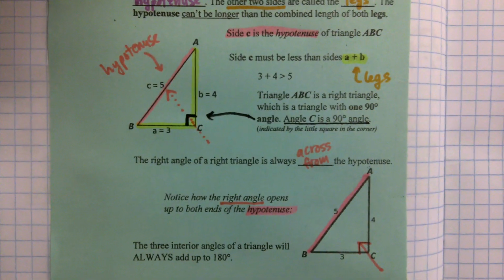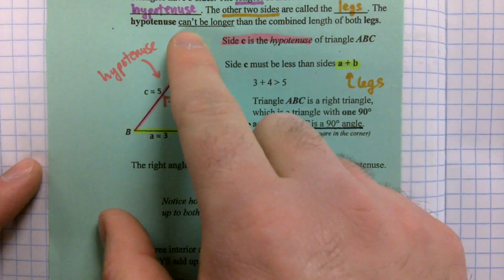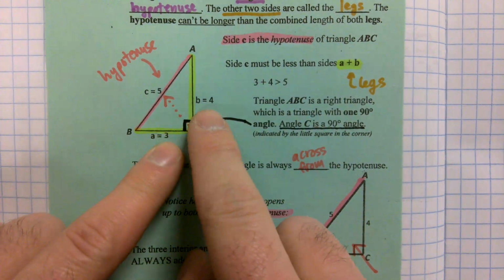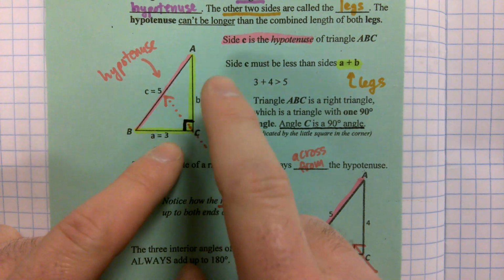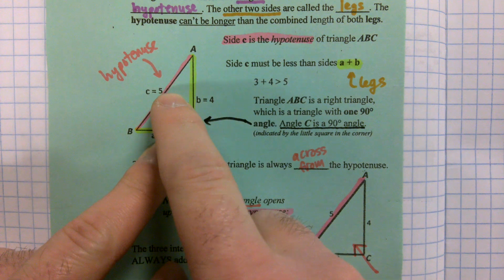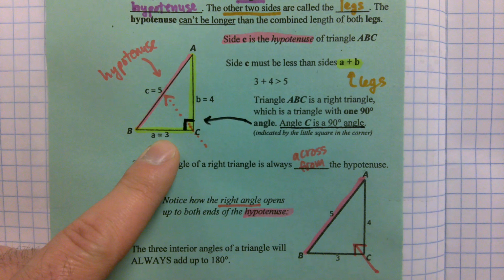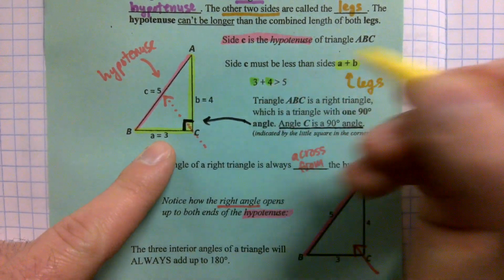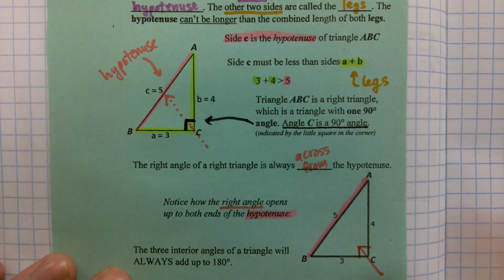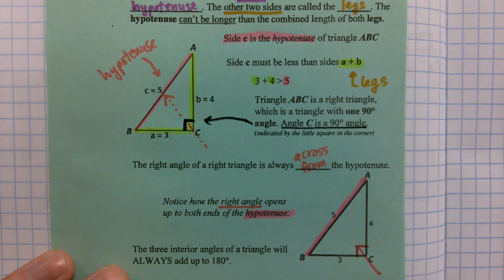Let's go back to the side lengths for a second, because I forgot to mention this. Like we said, the hypotenuse can't be longer than the combined length of both legs. What does that mean? Well, my legs are 3 and 4. Individually, both of those legs is smaller than the hypotenuse, which is 5. But together, when we add 3 plus 4, that distance has to be greater than the length of my hypotenuse, 5.